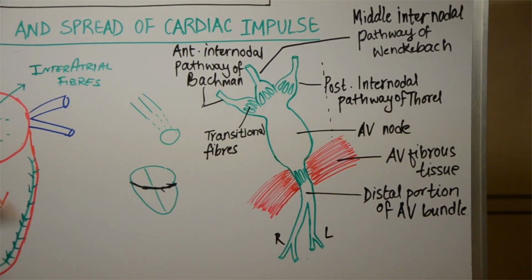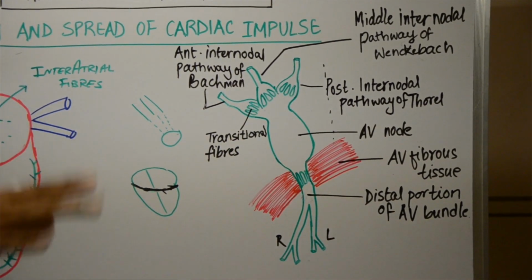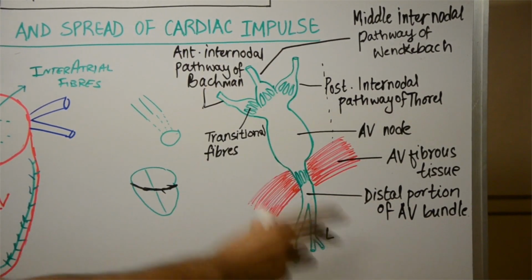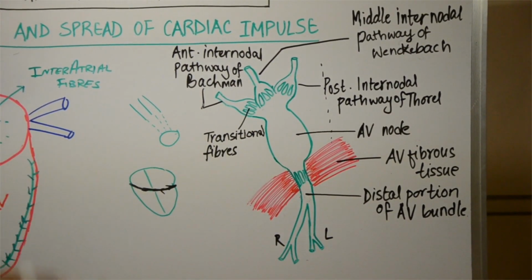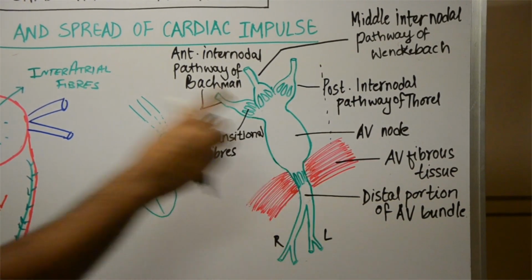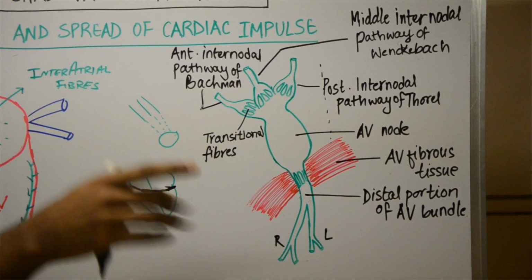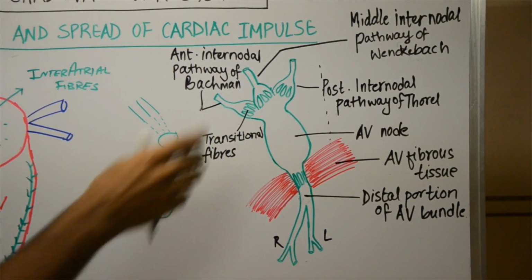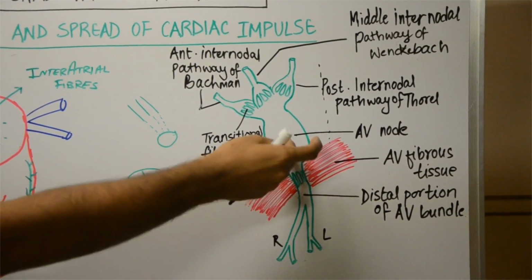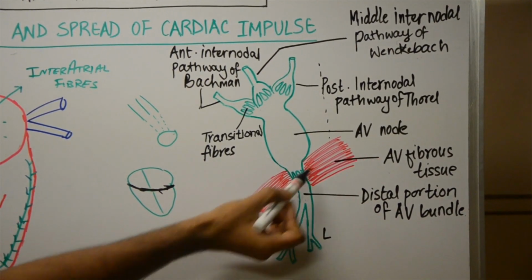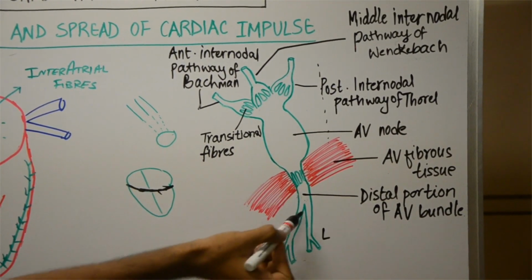Now fibrous tissue is an insulator. It does not allow the impulses to pass through it from the atria to the ventricles. Therefore, this is the only reason why under normal conditions the AV node is the only channel through which the impulses pass, because fibrous tissues are insulators. They do not allow the impulses to pass, right? So this is the AV node. Now the AV node pierces through this fibrous tissue and moves distally.